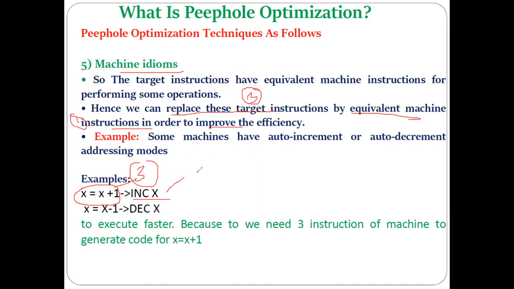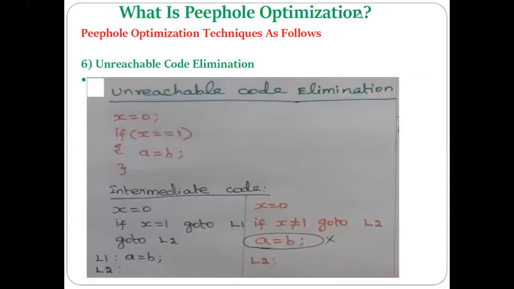So this is called auto increment, and the second is called auto decrement. Understood? So that is the machine idiom technique, where we try to replace more target instructions by fewer target instructions. Okay, now the last technique, we have unreachable code elimination. Let's see what unreachable code elimination is.